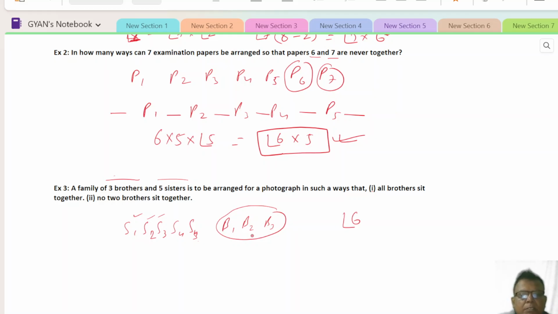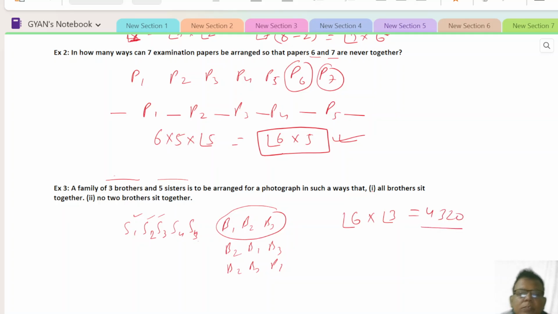But the brothers can be arranged among themselves, no? Like B2, B1, B3 or B2, B3, B1, something like that. So that will be factorial 3. So the total answer is factorial 6 into factorial 3, which is equal to 4320.